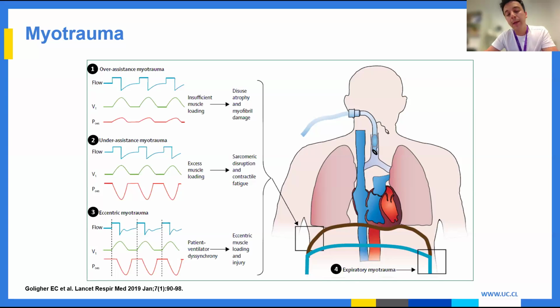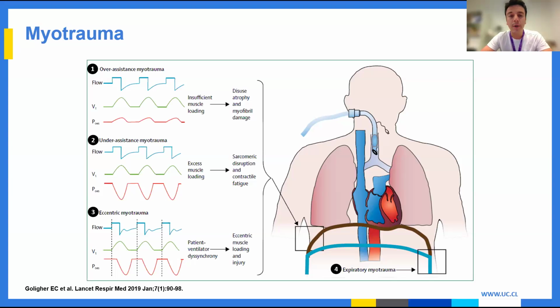On the other hand, if we have excessive effort, we will have this under-assisted myotrauma. And this is because we have excess muscle loading. So there is some data saying that if you have excessive muscle loading, especially of the diaphragm, you will have sarcomeric disruption, and at the end, you will have diaphragm weakness due to this injury.